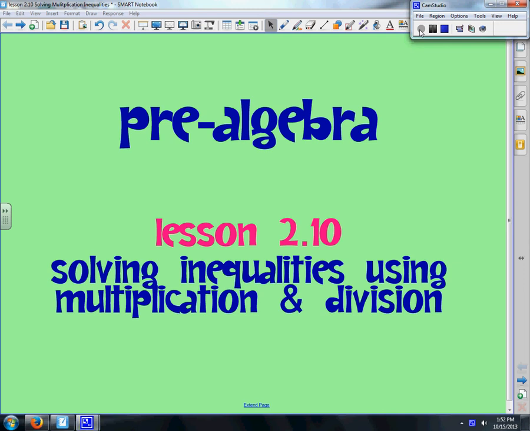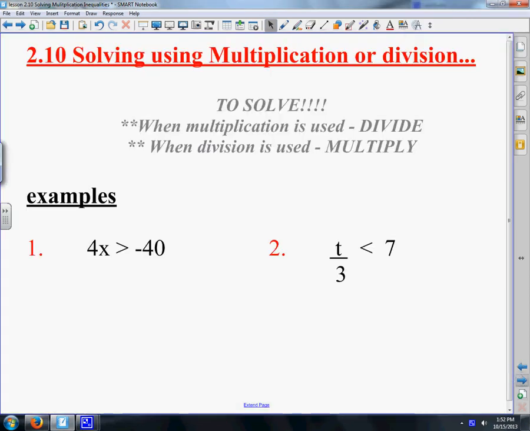Hey ladies and gentlemen, this is pre-algebra lesson 2.10, solving inequalities using multiplication and division. Please get out your notes and title your paper, and let's get ready to take some notes.